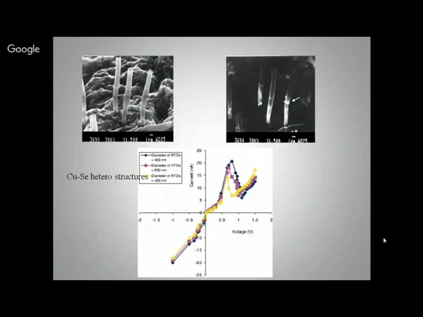In this micrograph, basically I want to show you that we have grown the copper selenium heterostructures using this technique. Copper is a metal, selenium is a semi-metal, so the properties are different. Electrical properties of both the materials are different. So half of the material is copper and half of the material is selenium.